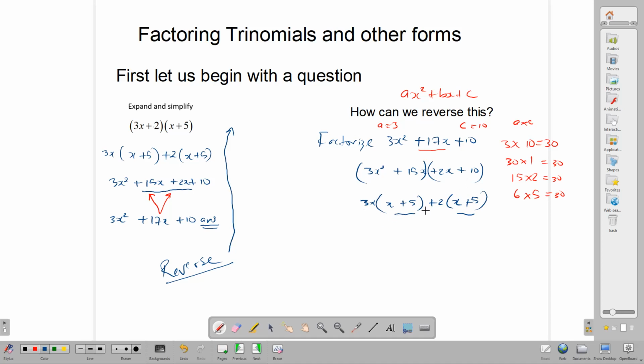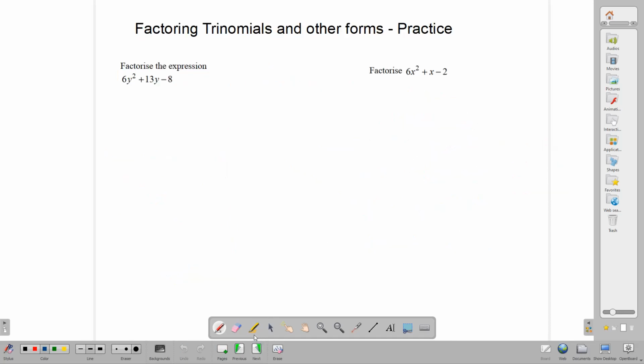Now we combine our outside factors. And notice, by the way, that we are exactly at this step in the process going backwards. We take our outside factors and we write them together in one bracket, 3x plus 2, and write back the bracket x plus 5. And we have successfully factorized our trinomial 3x squared plus 17x plus 10. Let's look at some more examples.